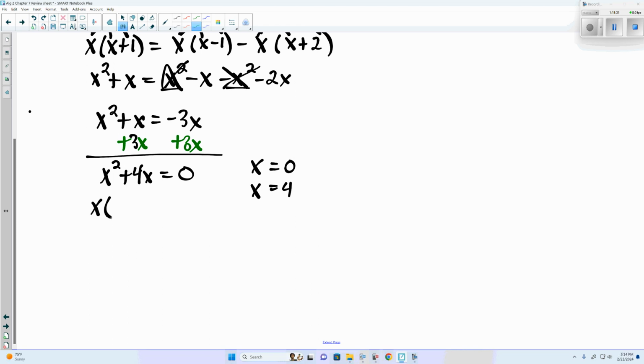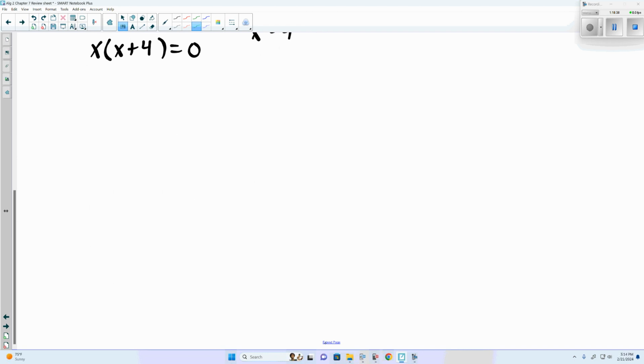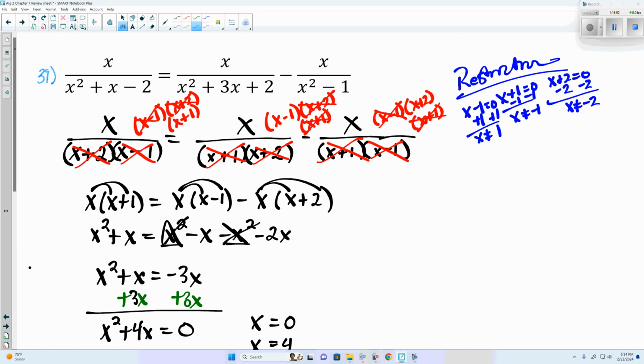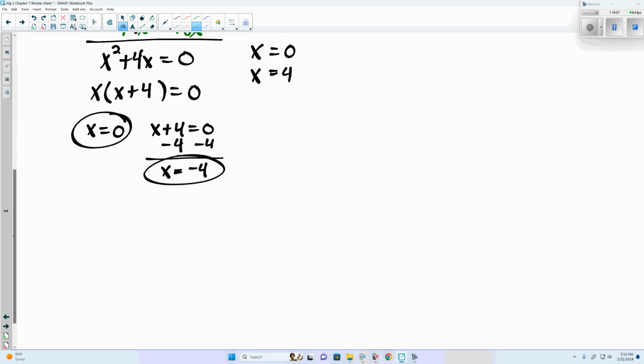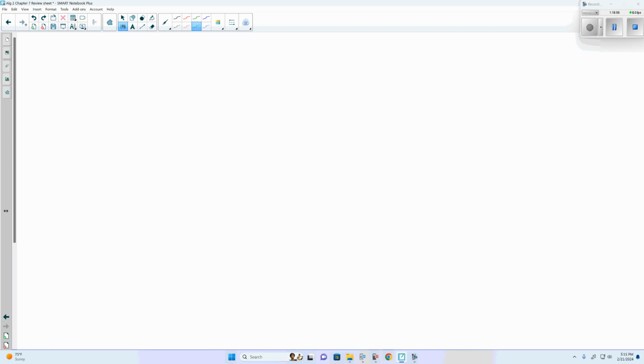Now if we factored it, we would pull out a greatest common factor of x, which would be x times x plus 4. And whenever we have 2 or more things multiplied together to equal 0, one of these 2 expressions must be 0. Either x is 0 or x plus 4 is 0. And when we solve x plus 4, we get that x is equal to negative 4. Restrictions, positive 1, negative 1, and negative 2 aren't listed here. So those are our answers, and that is everything on the review sheet that will be on the test.